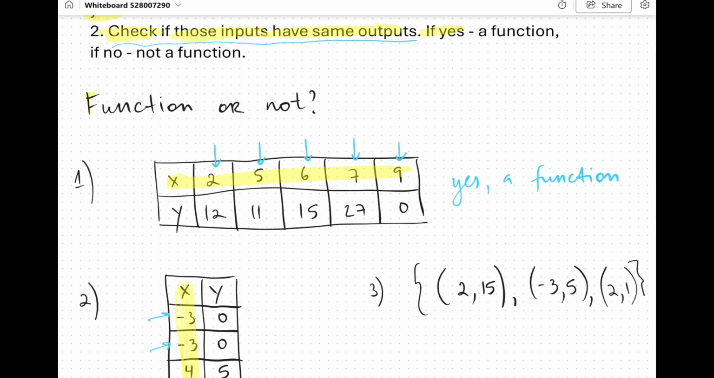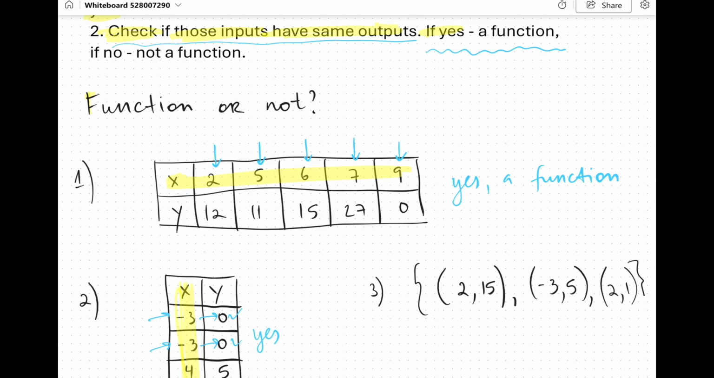So what are the outputs for those negative 3's? Well, the first output is a 0. The second output is also a 0. If they are the same, they do have the same outputs, it's a function. So if these zeros were not the same, you would say no, it's not a function, but they are the same. So this is a yes.